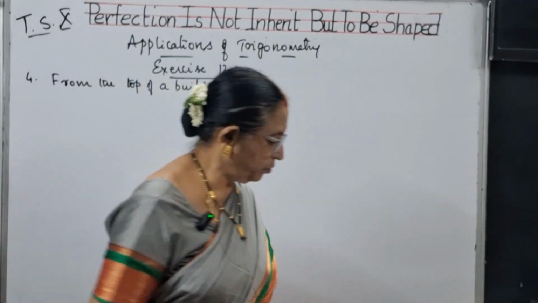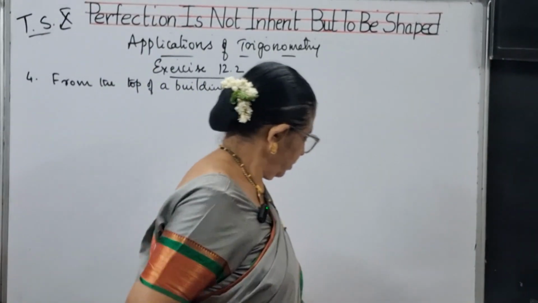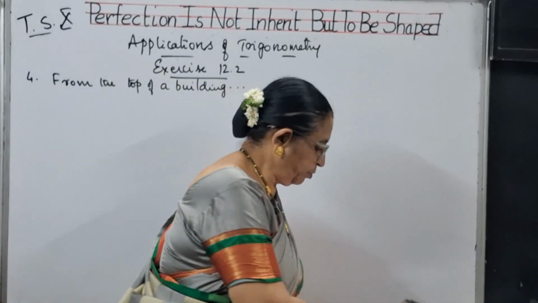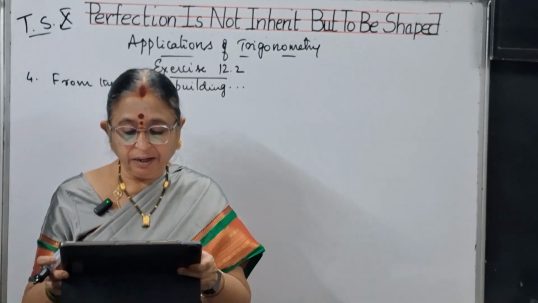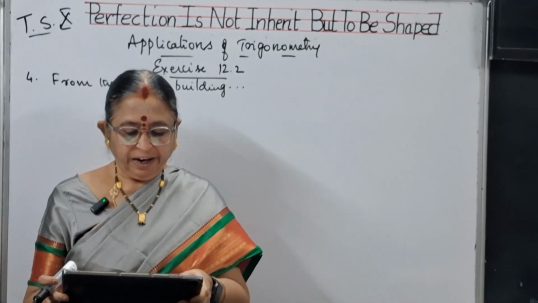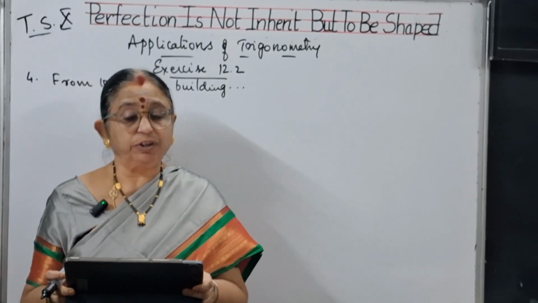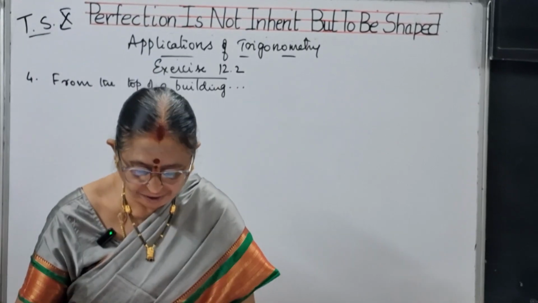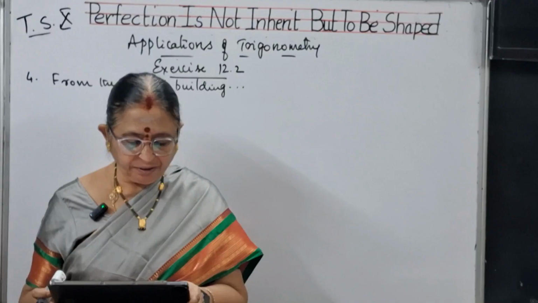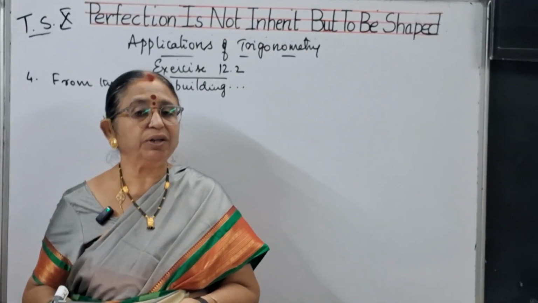Now let us see the fourth problem. From the top of a building, the angle of elevation of the top of a cell tower is 60 degrees and the angle of depression of its foot is 45 degrees. If the distance of the building from the tower is 7 meters, then find the height of the tower.